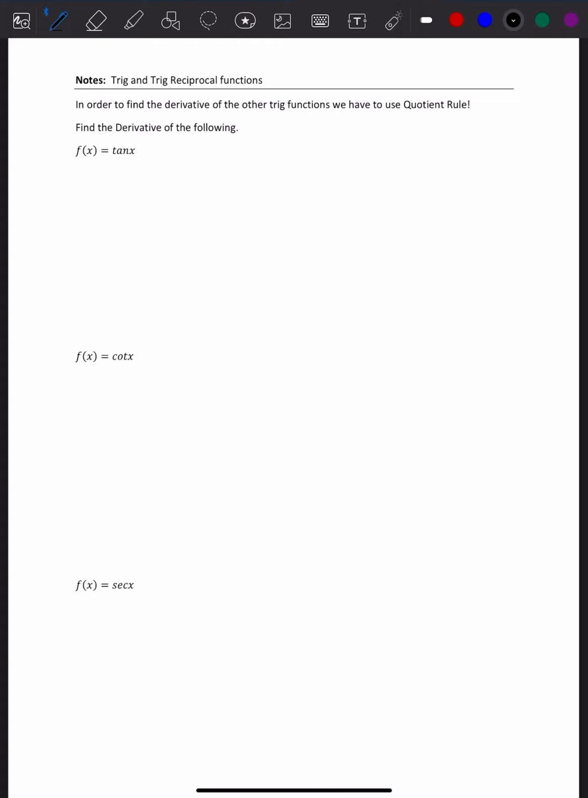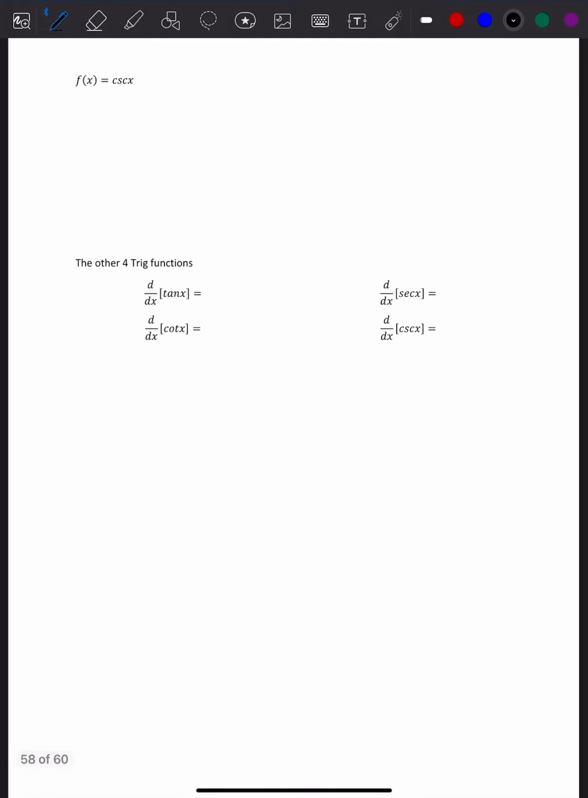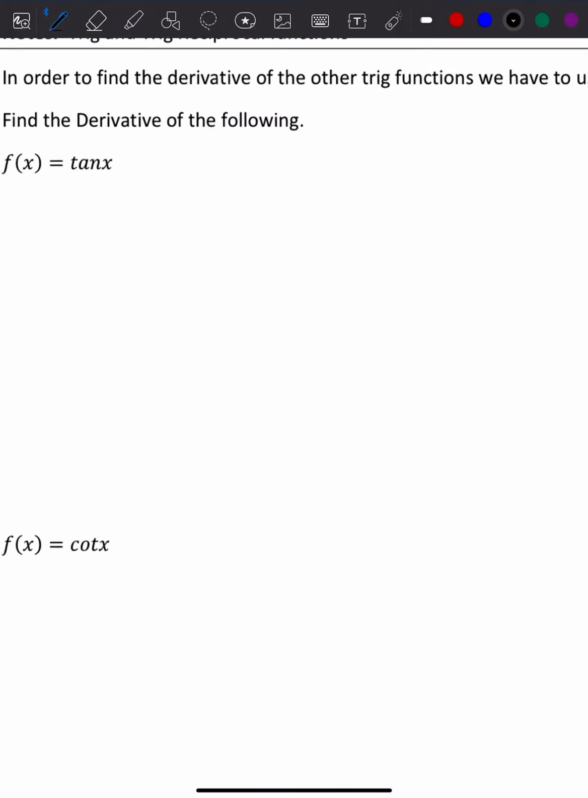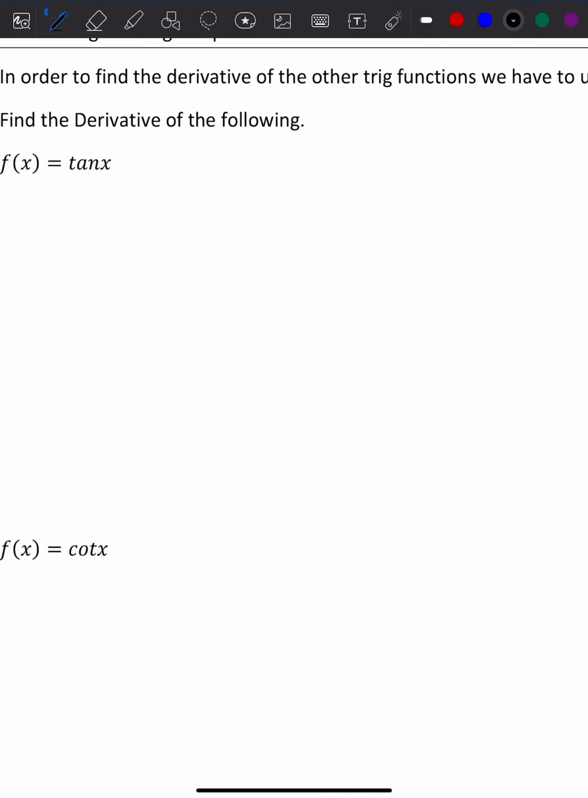So we're going to be talking about these different derivatives. Tangent, cotangent, secant, and cosecant all require quotient rule. The reason they require quotient rule is that in order to find their derivative, we have to remind ourselves that tangent is the same thing as sine divided by cosine. So we are going to use quotient rule to help us out.